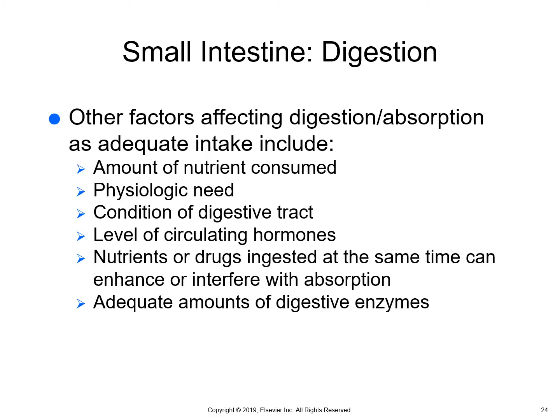Other factors that could affect our digestion and absorption could be the amount consumed, the physiological need, the condition of our digestive tract. You hear of people that have Crohn's or diverticulitis or anything like that that can affect the function and the ability to absorb nutrients in that digestive tract can be a problem. The level of our hormones that help in this process. Nutrients or drugs that are ingested at the same time can either enhance or interfere with absorption. There are some things that will aid in our ability to absorb things, and then there's things that will not allow our body to absorb. And then we need adequate amounts of those digestive enzymes.